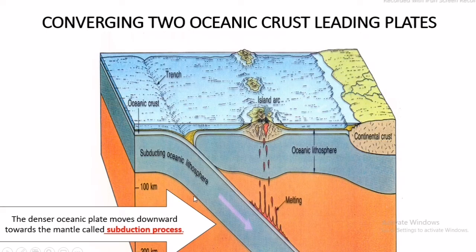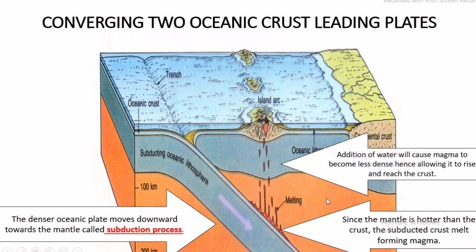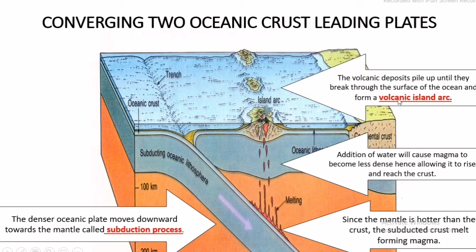So what will happen if the subduction process occurs? Of course, if the edge of that subducted plate reaches the mantle, it will form magma. The magma is less dense, so it will rise towards the top of the other oceanic plate. Addition of water will cause magma to become less dense, hence allowing it to rise and reach the crust. The volcanic deposits pile up until they break through the surface of the ocean and form a volcanic island arc. So it takes years to form a volcanic island arc.